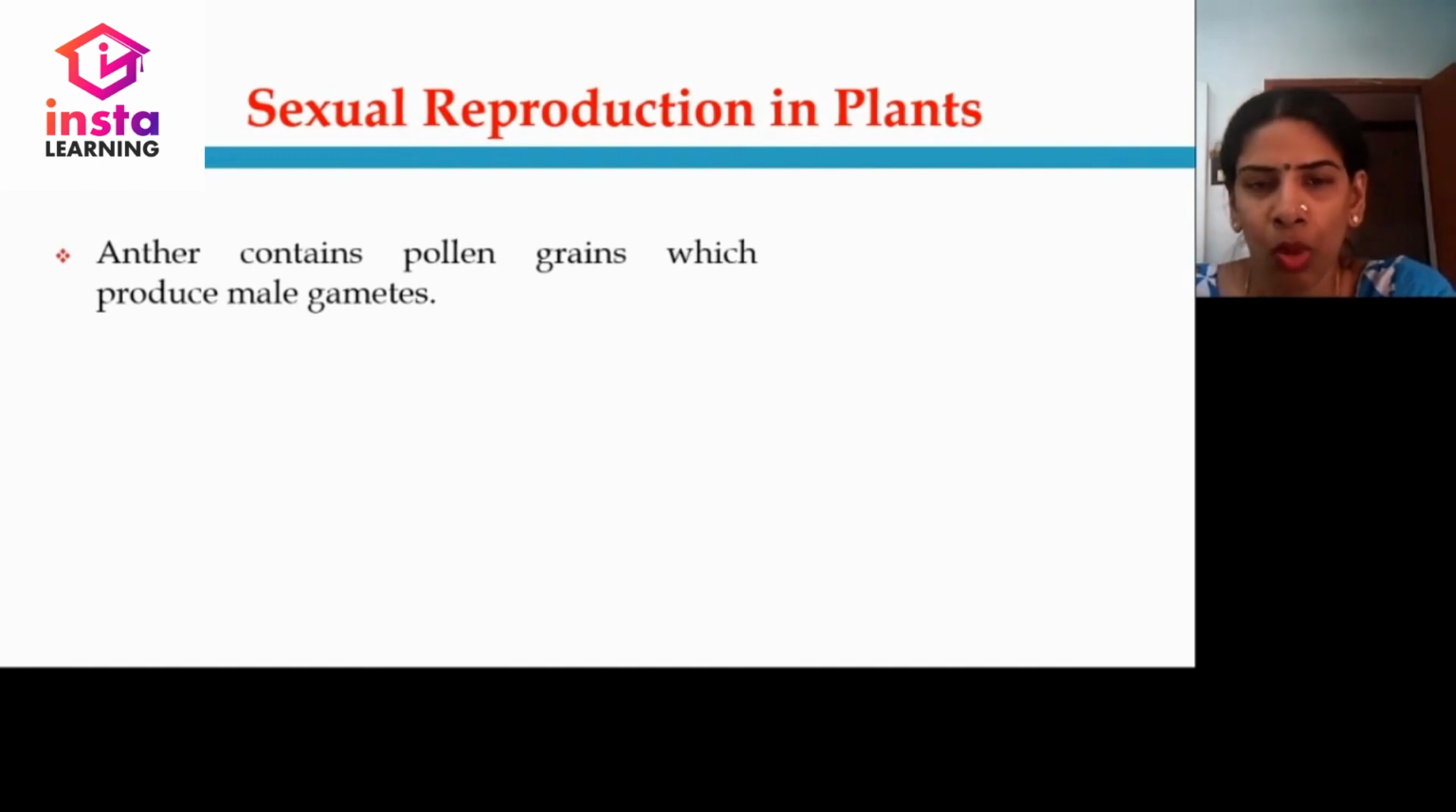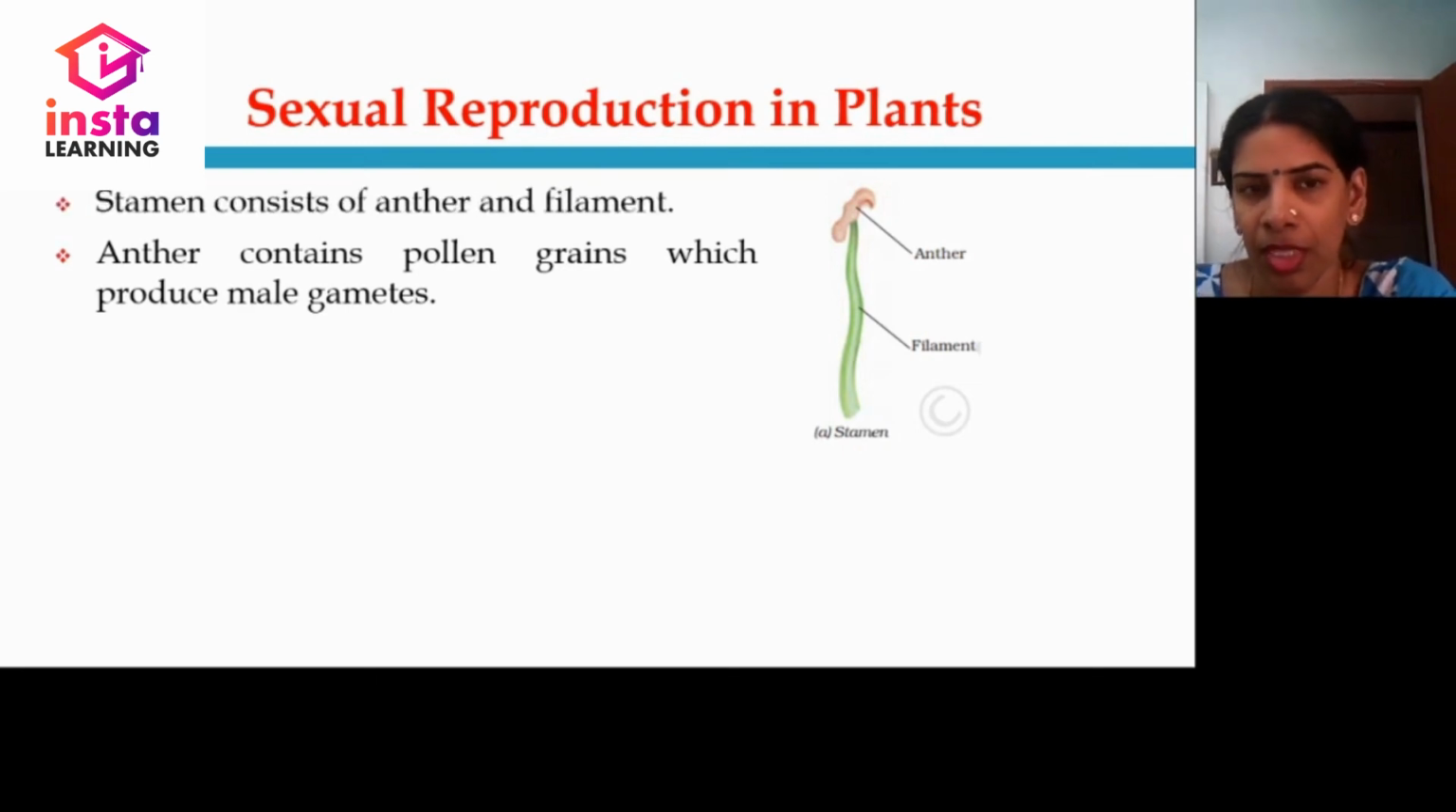Anther contains pollen grains which produce male gametes. You can see the stamen is divided into anther and filament. Stamen consists of anther and filament. The anther will have the pollen grains, which are the male gametes.